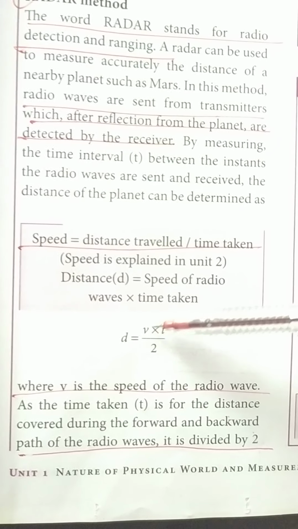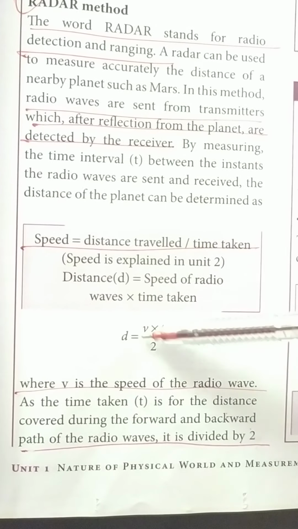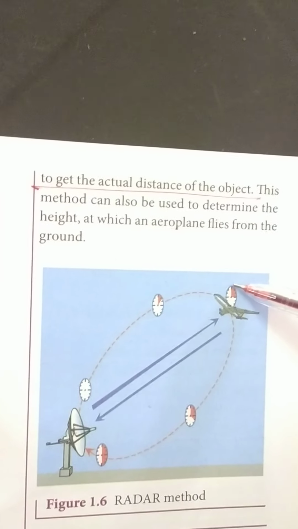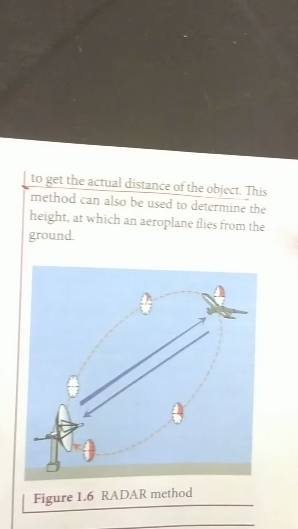Distance is velocity or speed into time, and it is divided by 2 because of the forward and backward path of the radio waves. This method can also be used to determine the height at which an aeroplane flies from the ground. The object shown here is the aeroplane. Also you can find out the distance of the planet from the earth. So this is the radar method.